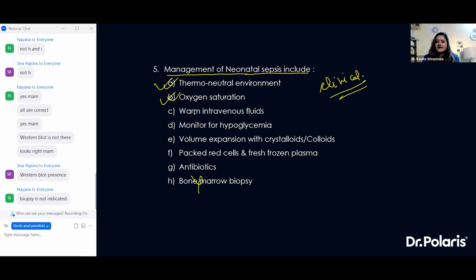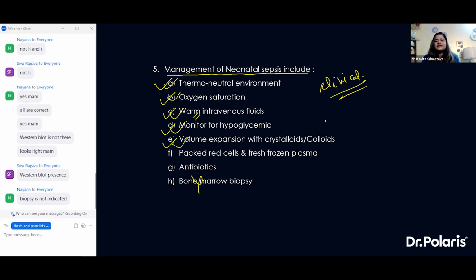Oxygen saturation is again important because there could be pneumonia resulting into fall in oxygenation level. Warm IV fluids. Again, IV fluids can result into alteration of the temperature of the body. So we need to give warm fluids. Hypoglycemia, we need to monitor because if the sugar level falls too much, it can result into onset of hypoglycemic seizures.